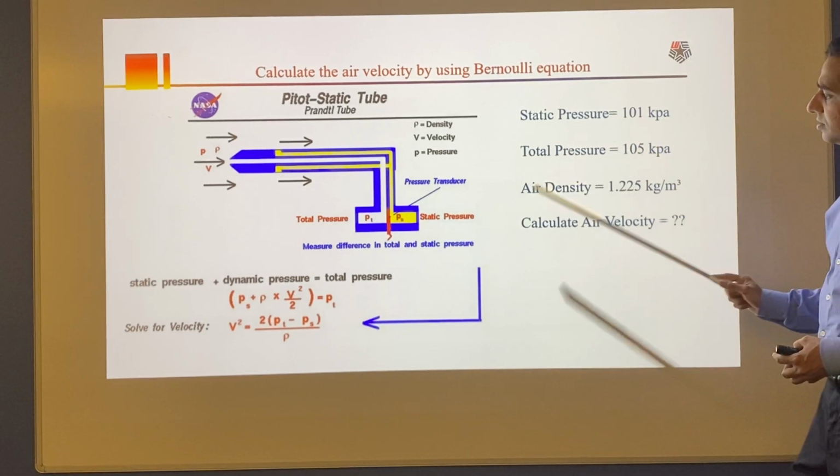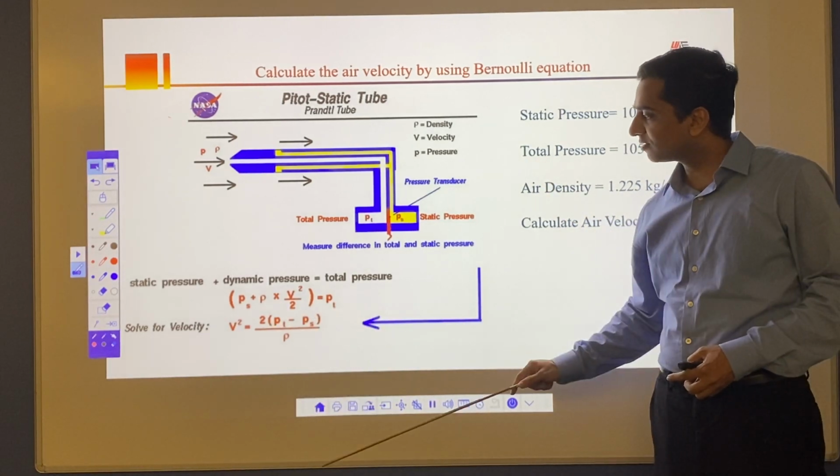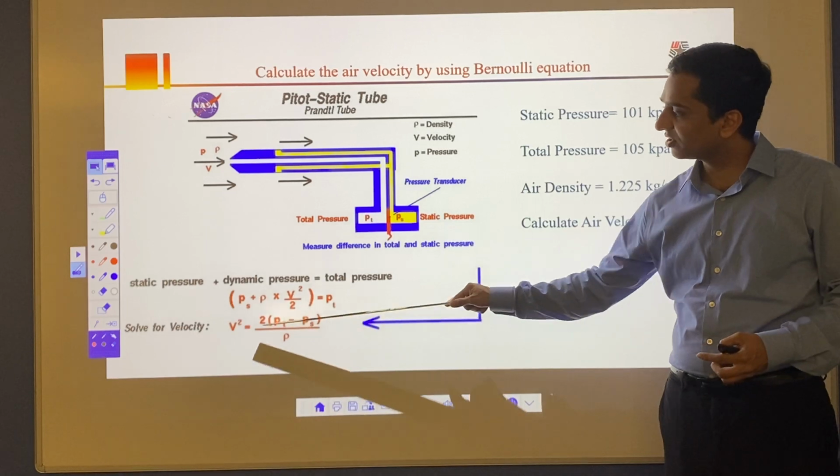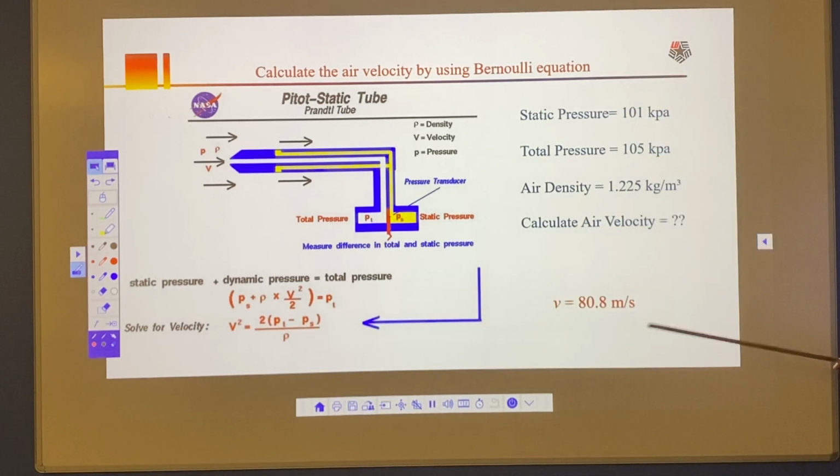So static pressure here is 101,000, total pressure 105,000. The difference will be 4,000 Pascal. If you put that 4,000 here, the velocity you get is around 80.8 meters per second.